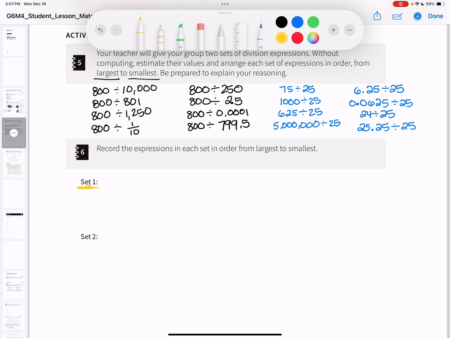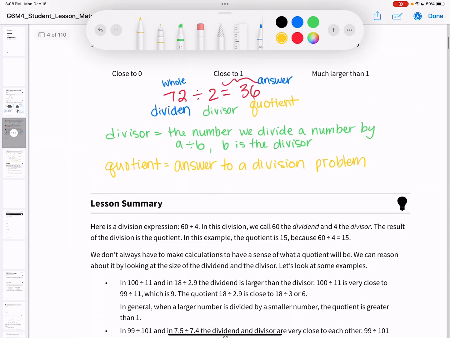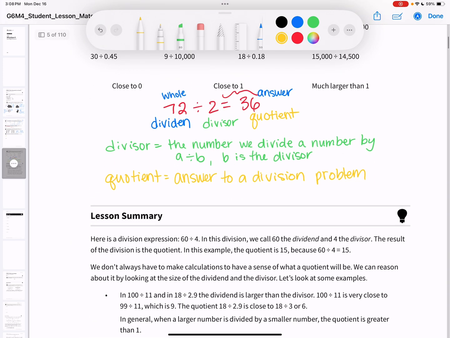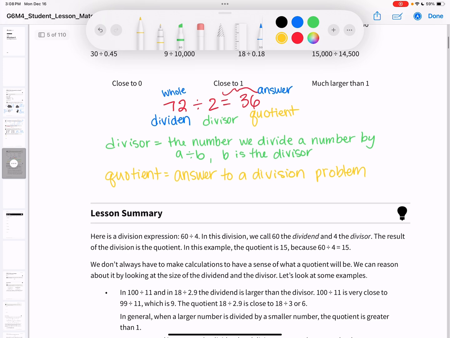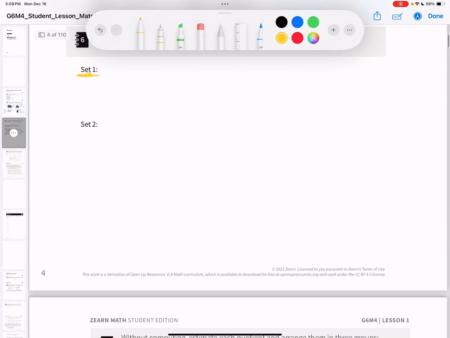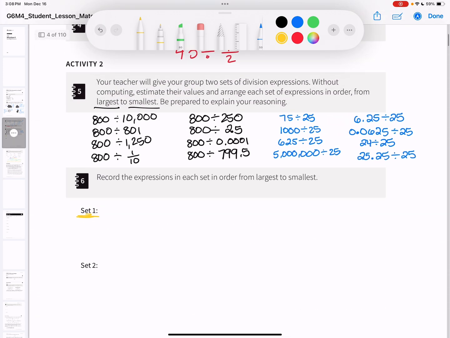Okay, so when we are looking at these, remember in our warm-up we talked about the fact that when we have a dividend that is larger than the divisor, which is the vocab we're going to use, we're going to get a bigger number. When we have a dividend that is smaller than the divisor, we're going to get a smaller number, a decimal, right? So we need to look at this and put it in order.